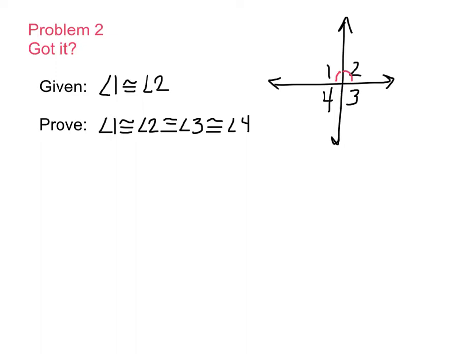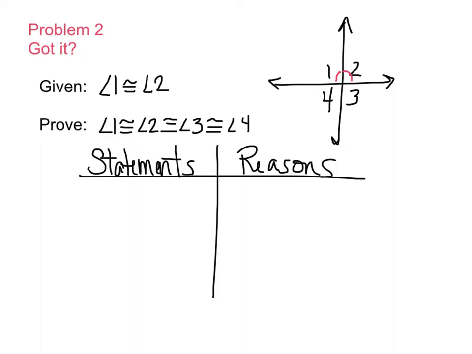We have to prove that angle 1 is congruent to angle 2, which is congruent to angle 3, which is congruent to angle 4. We basically have to prove that all four angles are equal. So let's start our proof. Our given, angle 1 is congruent to angle 2, and our reason is because it's the given.